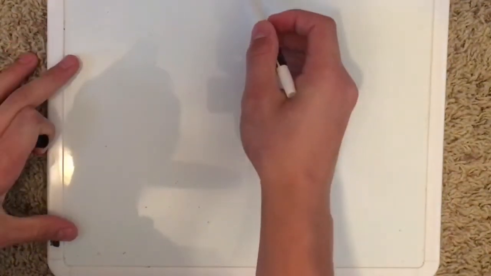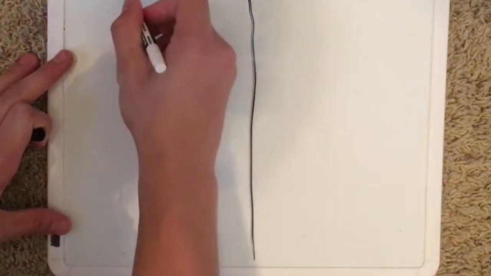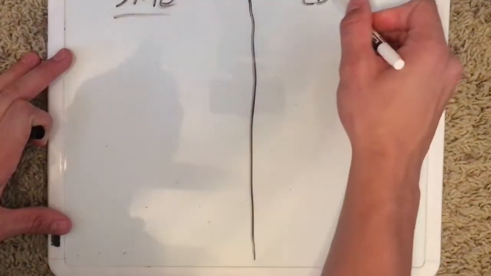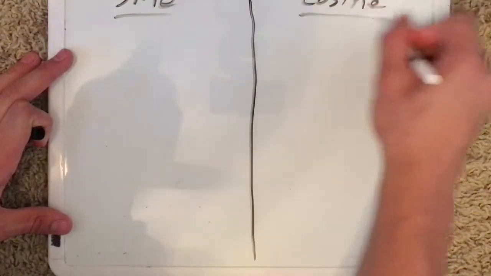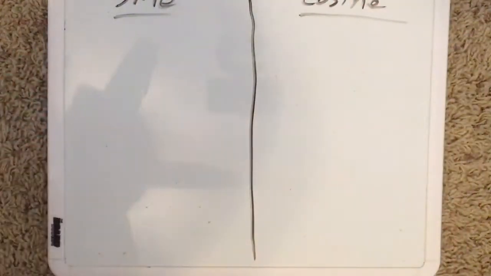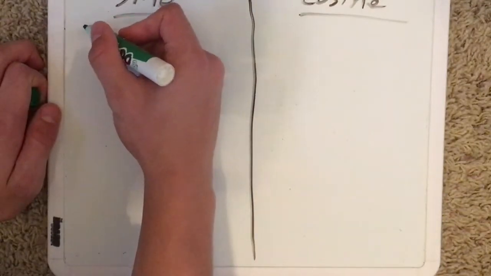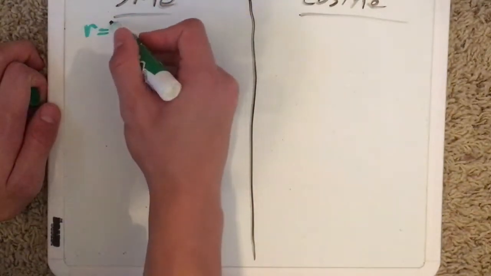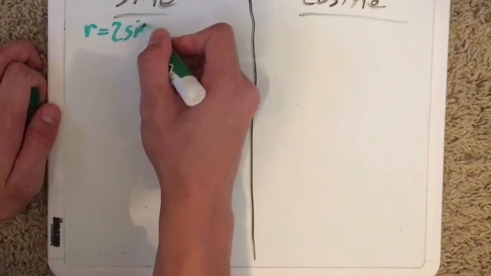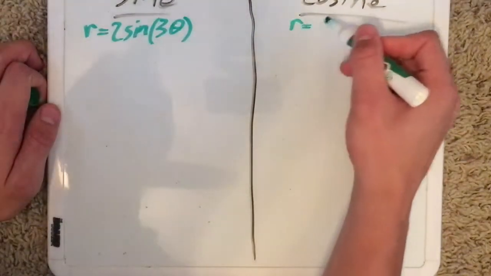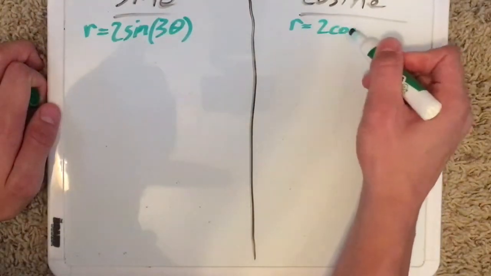So sine and cosine are pretty similar. There's just one small difference, but I will do sine on the left and cosine on the right. On the left, I'm going to start with the equation r equals 2 sine 3 theta. And on the right, the same, but just with cosine.